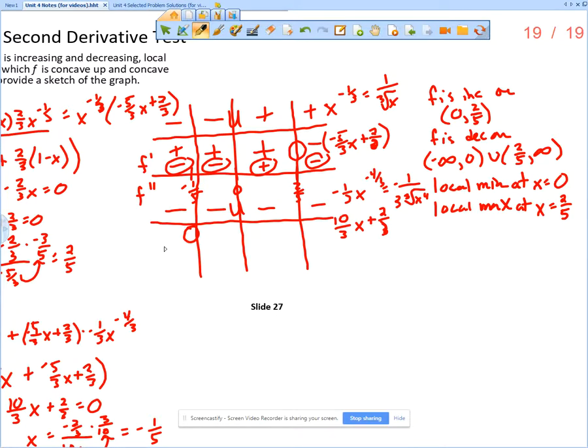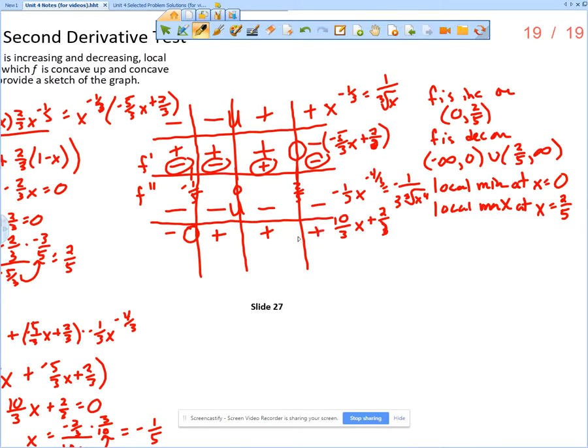All right, bottom row here. Okay, pick a number to the left of negative 1/5. How about negative 1? 10/3 times negative 1 plus 2/3. Well, that would be negative 10/3 plus 2/3, which is a negative, right? So I put a negative over here. And then a number to the right, how about 0? 10/3 times 0 plus 2/3, that is positive.